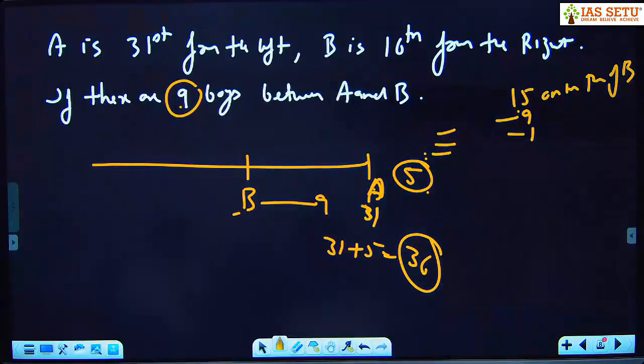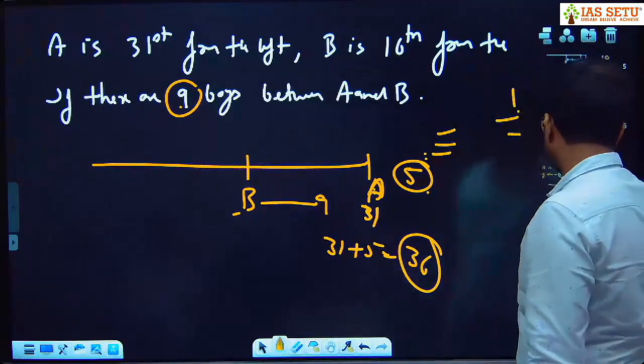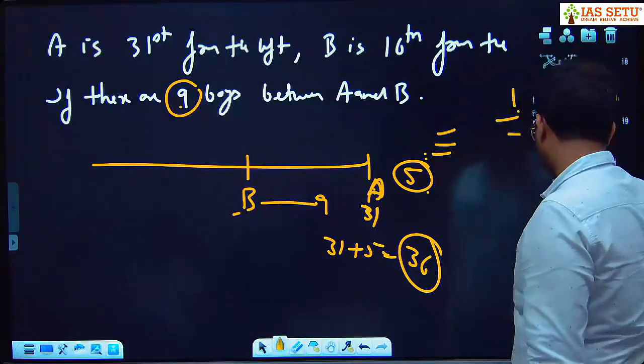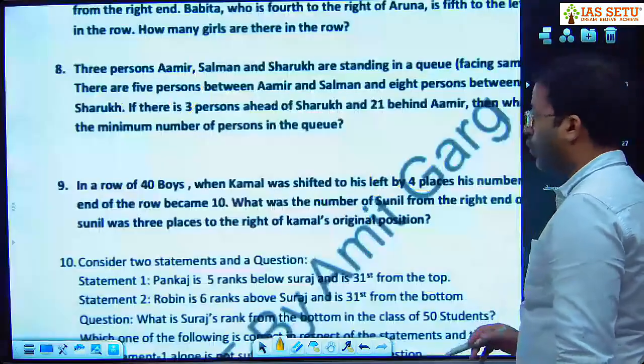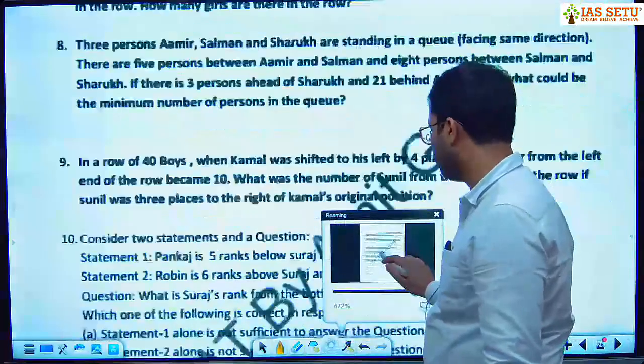Okay. Now next is question number 9. You can try yourself. Let me discuss 10 and 11. 10 is very, very important because it is a statement based question. Although we have not started our statement based questions, today I start with this.